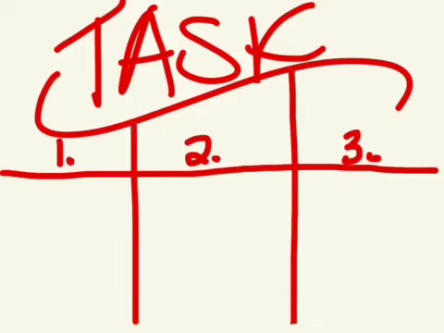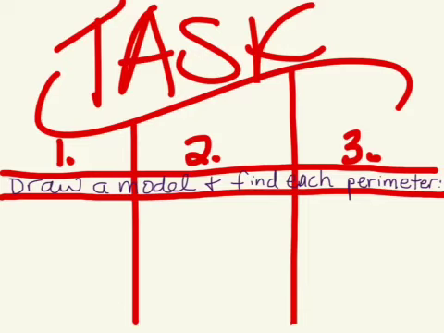Task time! This task has 3 parts. For each of the following shapes, you need to draw a model and find each perimeter. So I'm going to give you descriptions with words. You need to take those words and draw a picture of what that would look like and find each perimeter with a strategy that works best for you. Work hard, and you'll share your work tomorrow.